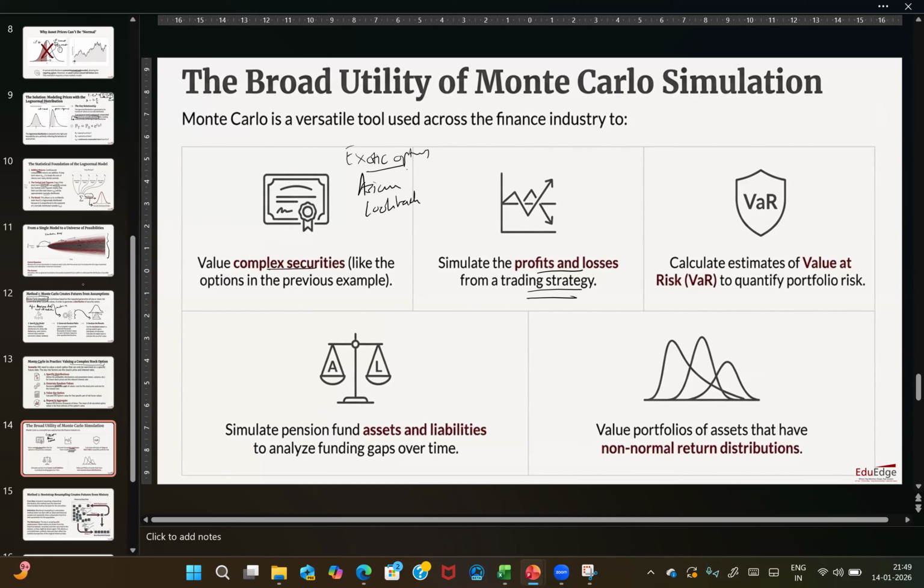You can calculate value at risk based on Monte Carlo simulations, and that method of VaR calculation is called MCS value at risk. MCS value at risk assumes that the asset price follows a certain distribution.